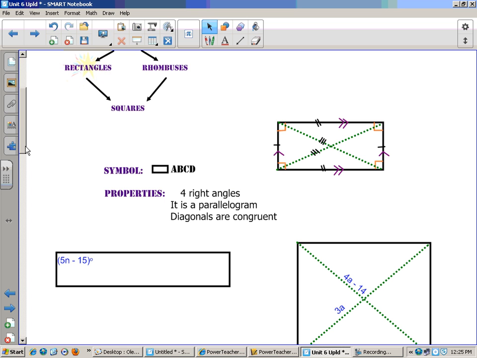So all the stuff we know about parallelograms also is true about rectangles. So the opposite angles are equal. Consecutive angles are supplementary. Opposite sides are equal. Opposite sides are parallel. Diagonals bisect each other. All that's true about rectangles. Plus, four right angles and diagonals are congruent. So those two are going to be our new ones just for rectangles. They're specific to rectangles. Diagonals are congruent, and it has four right angles.